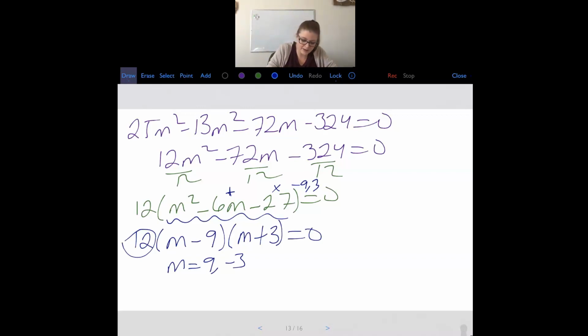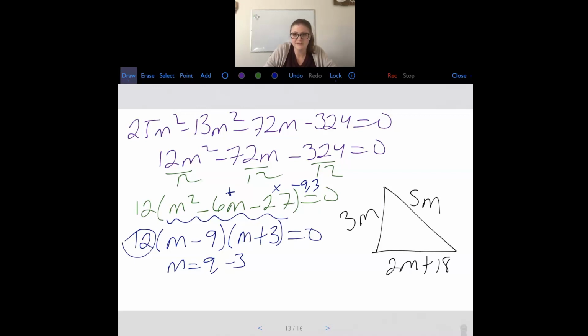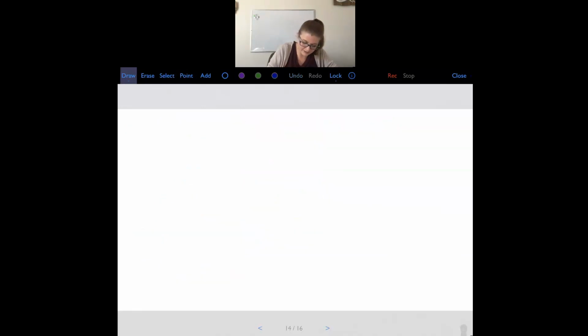So remember that we were given 3m, 5m, and 2m plus 18. The sides of the triangle are going to be positive, which means that we'll take m is equal to 9. Okay, so the last thing you have to do is substitute m equal to 9 into all of these. So we'll do that on the next slide.